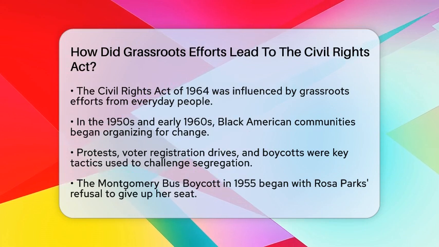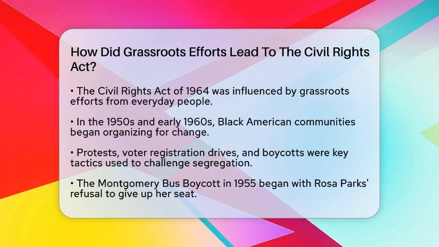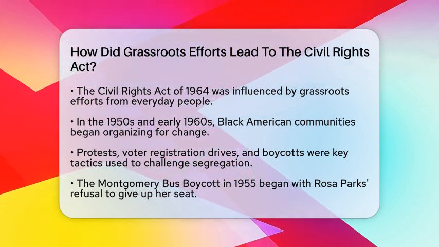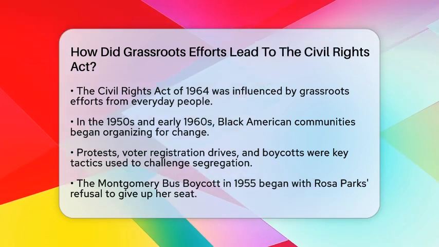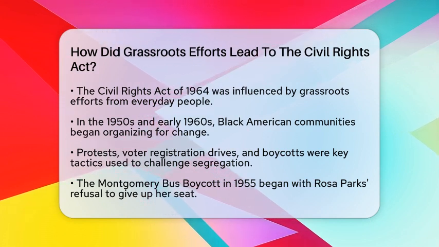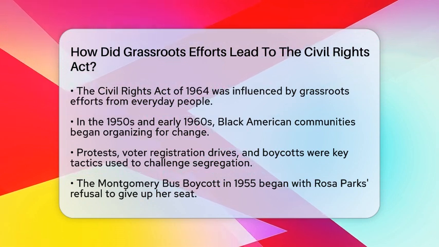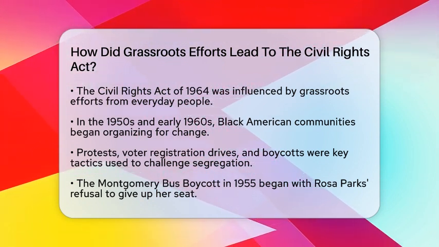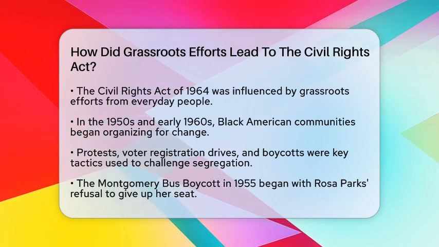Let's break it down. In the 1950s and early 1960s, Black American communities and civil rights organizations began to rally for change. They organized protests, voter registration drives, and boycotts to challenge segregation and discrimination. These actions were not just isolated events but part of a larger movement that highlighted the injustices faced daily by Black Americans. One of the most notable grassroots actions was the Montgomery Bus Boycott in 1955.